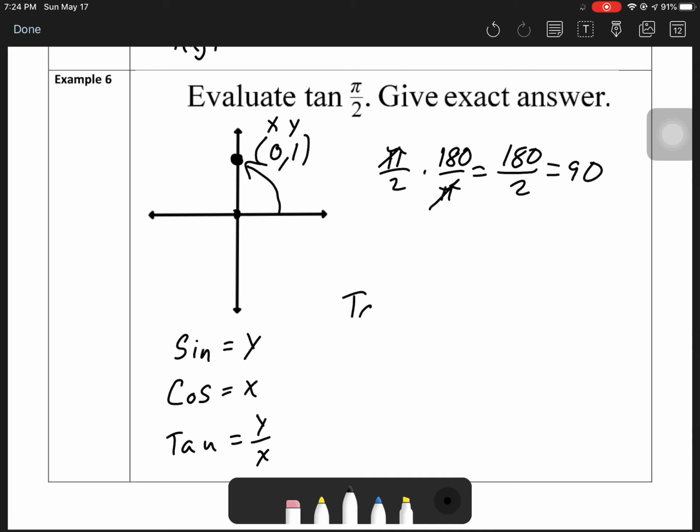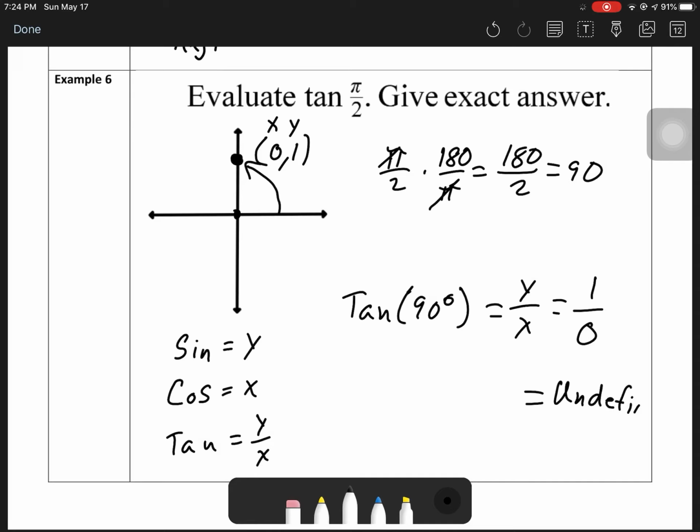So in this case, we're trying to find tangent of 90. We don't need to use a reference angle for this one since it's a quadrantal. So this is just a special case. So tangent would be y over x. So y value is 1 over 0. Can you divide by 0? The answer is no. So it's undefined. Don't have to worry about any positives or negatives with that one.